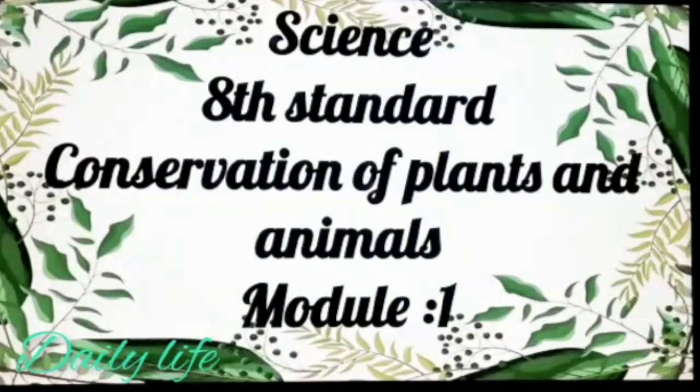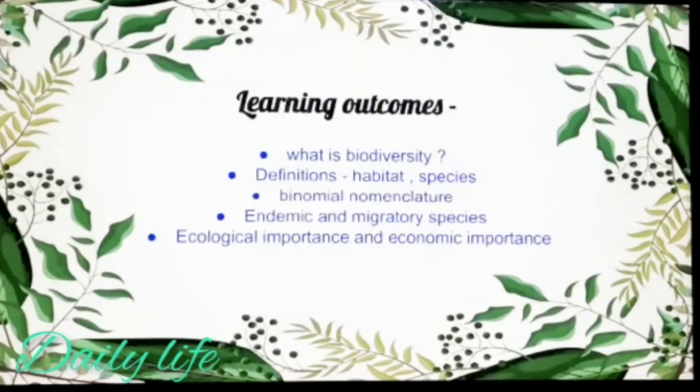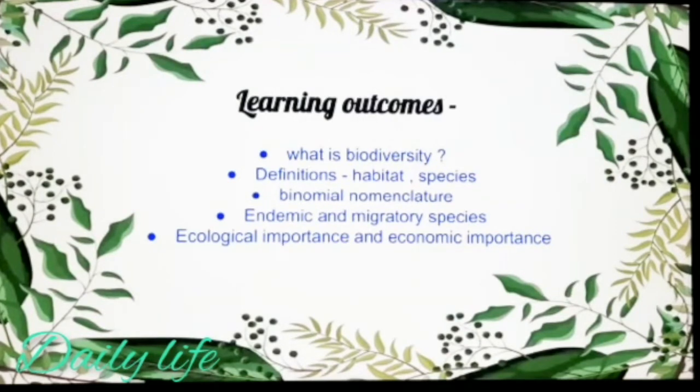Science 8th Standard, Conservation of Plants and Animals, Module 1. Learning Outcomes. What is biodiversity? Definitions: habitat, species, binomial nomenclature, endemic and migratory species, ecological importance and economic importance.